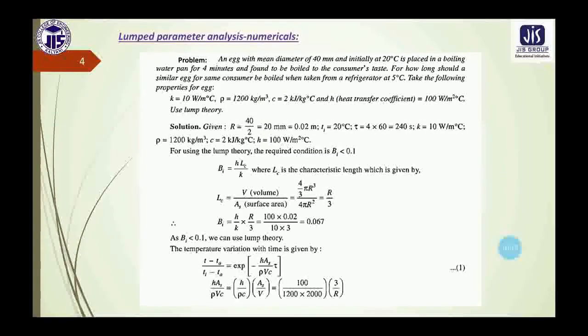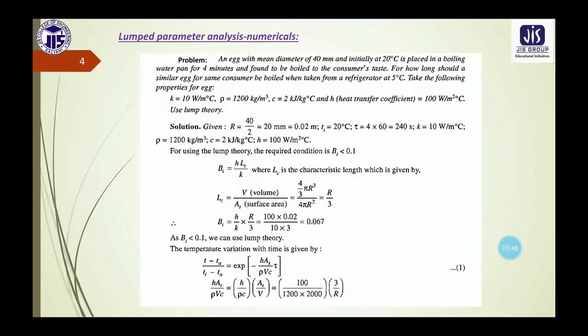Let us move to the next page. So let us try to solve one more numerical. We will discuss this one. An egg with mean diameter of 40 millimeter and initially at 20 degrees centigrade is placed in a boiling water pan for 4 minutes and found to be boiled to the consumer's taste. For how long should a similar egg for the same consumer be boiled when taken from a refrigerator at 5 degrees centigrade? Take the following properties for the egg.